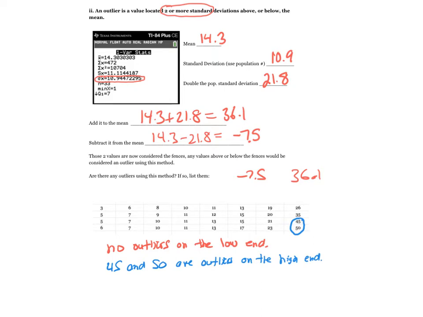Notice we didn't get exactly the same answer for both. Using the 1.5 times IQR gave us one more outlier using that method, and this method with the 2 standard deviations gave us 2 outliers. Either one is considered a valid method to find outliers, and they will usually specify in the question which method they wish you to use.